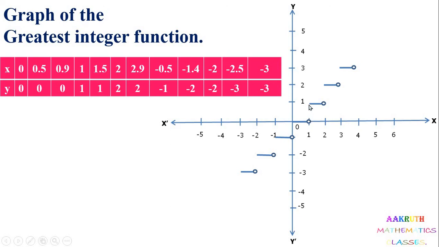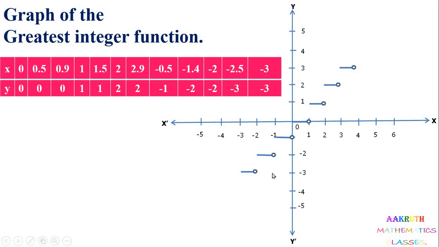For x equal to 1, y is also 1. Greatest integer function of 1 is 1, of 1.5 is 1, and of 1.9 is 1 only. And greatest integer function of 2 is 2. So again, this point is not included. Now here also you have to write a circle without shading. So for x equal to 2, we get y is also 2. We get the greatest integer function graph like this. So all these points are not included.